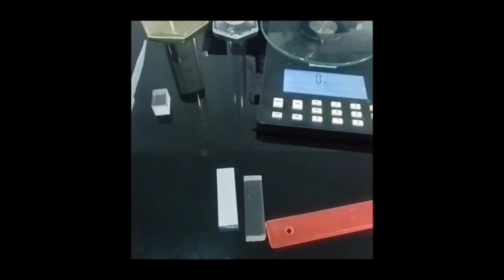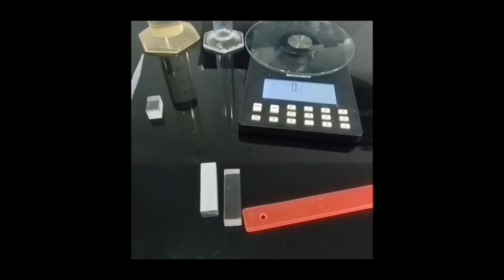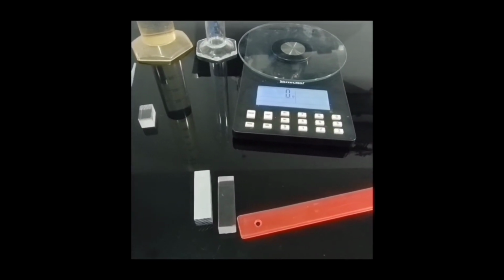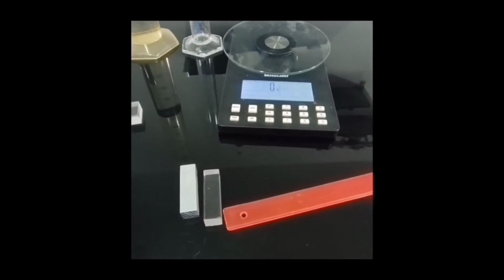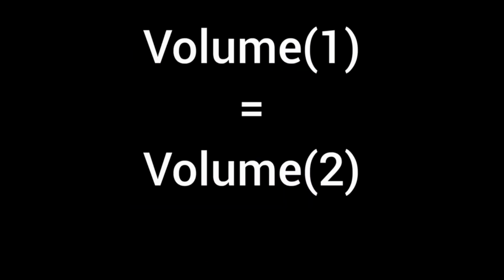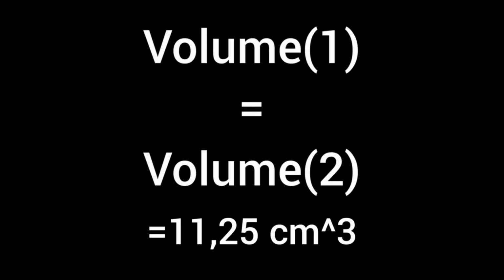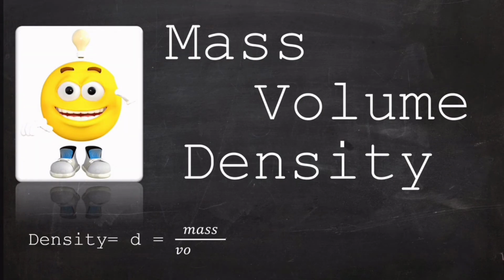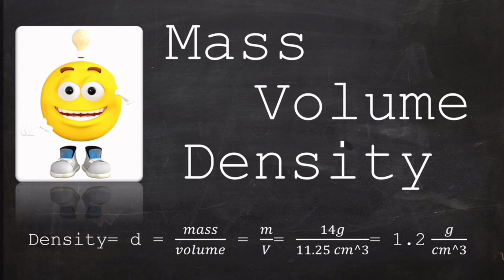Now, let's compare an object made of glass with the first metallic object. As you can see, it has the same dimensions. So, do you think this also applies to its mass and density? Firstly, let's weigh it. It weighs 14 grams. Its volume is the same as the first object since they both have the same dimensions. Therefore, its volume is equal to 11.25 cubic centimeters and its density is equal to 1.2 grams per cubic centimeter.